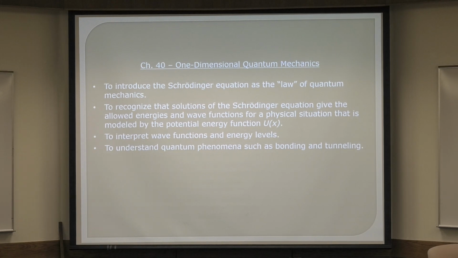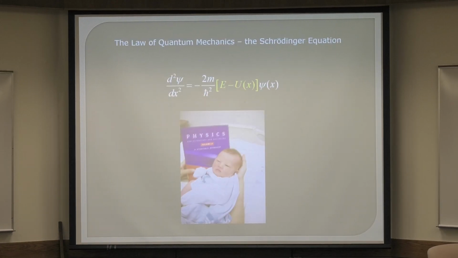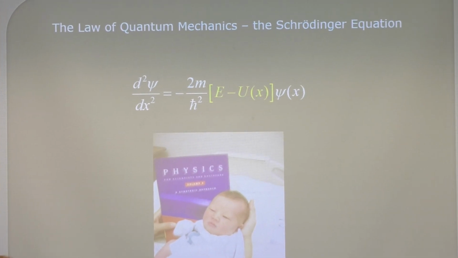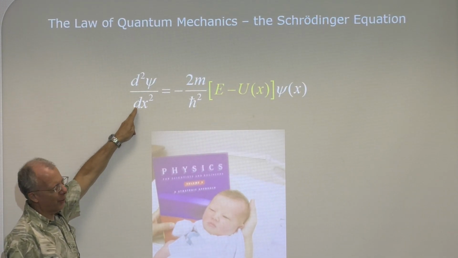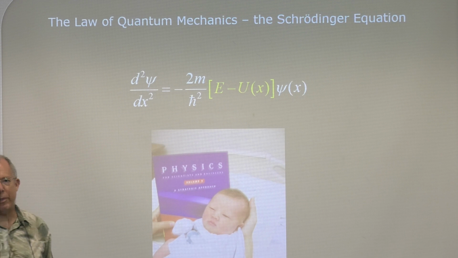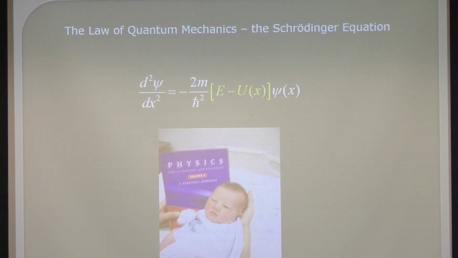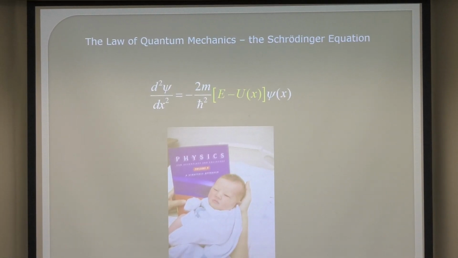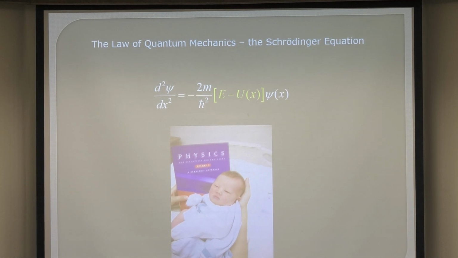All right, so we're going to start off nice and easy. So this is the baby version of the Schrodinger equation. And it's the baby version because it's one-dimensional, it's non-relativistic, and it's time independent.